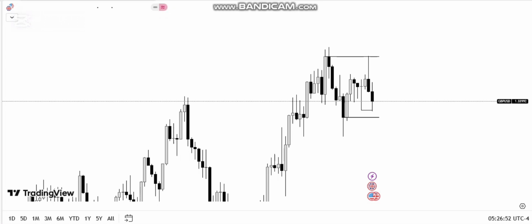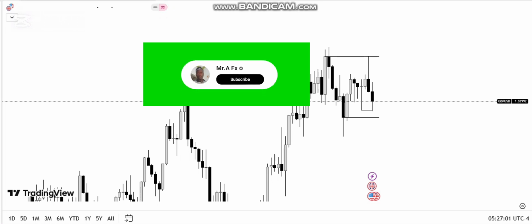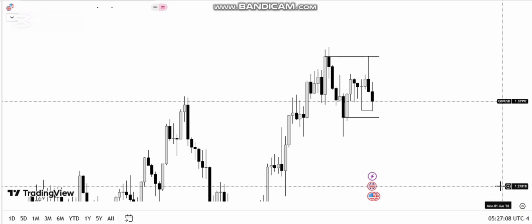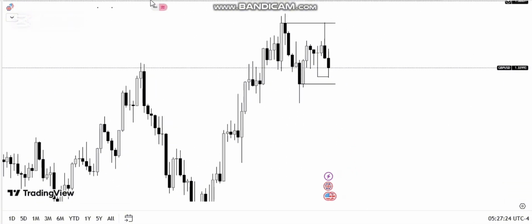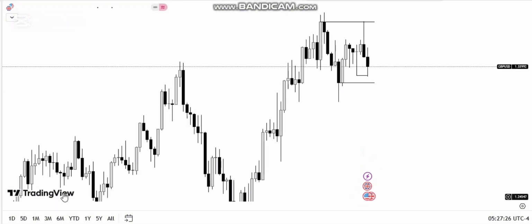So last week on the 19th, which was a Friday, I gave an analysis on how we were going to sell GBP USD. Today I'm here to show you how the trade went for the whole week. If we start with the weekly time frame, that's the weekly time frame that we started with last time.